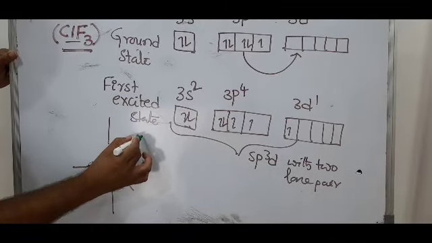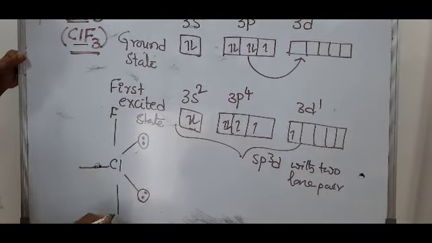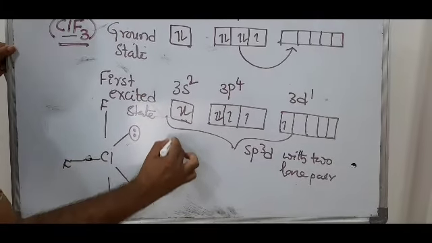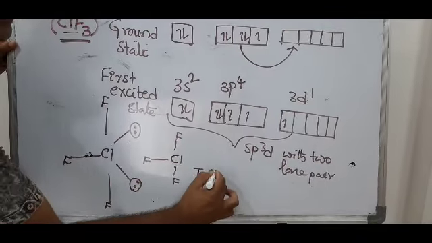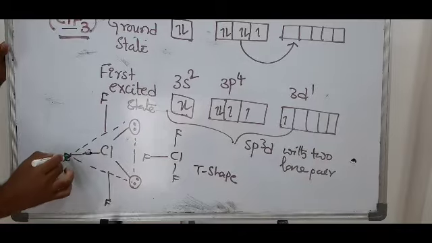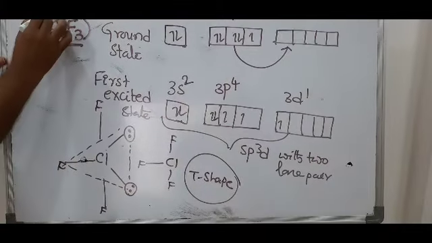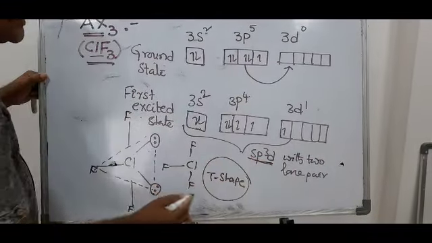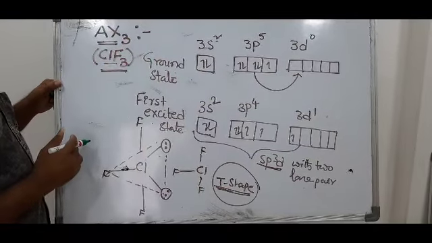The equatorial positions are occupied by the lone pairs, and the other positions are occupied by the more electronegative fluorine atoms. It is a T shape. So the shape of the molecule is T shape and the lone pairs occupy equatorial positions. In AX3, the central atom in the first excited state undergoes sp3d hybridization, having T shape. Right? Next we are taking the AX5 molecule.